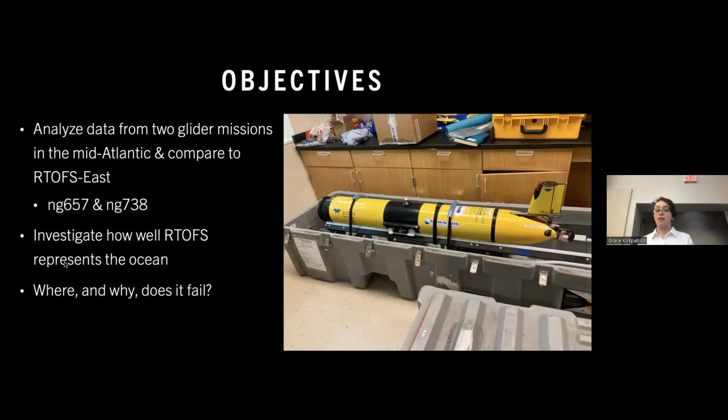Our objective for this summer was to investigate how the output of one globally constrained ocean model that assimilates glider data, RTOFS East, compares to the observational data that was collected by two gliders, the Navy Glider 657 and the Navy Glider 738, which were deployed from about October to February of last year.